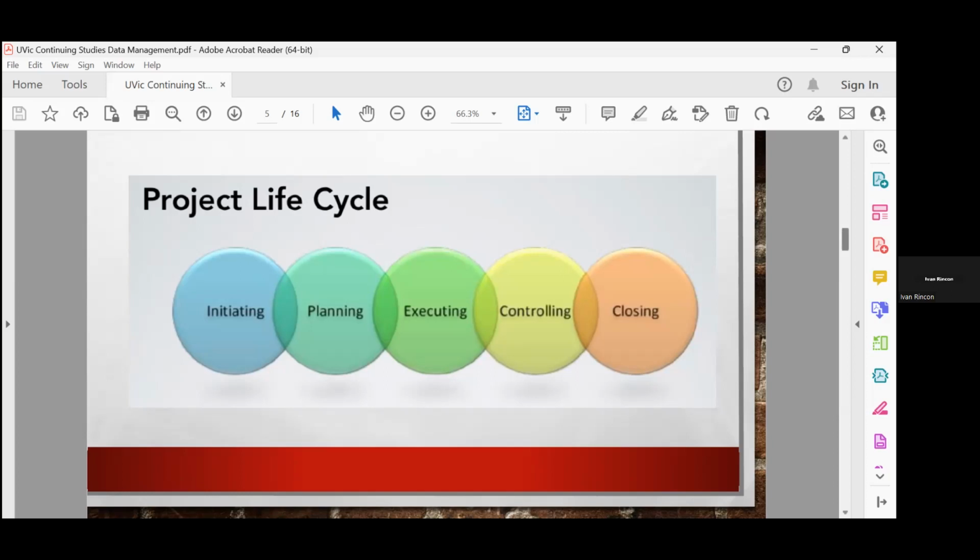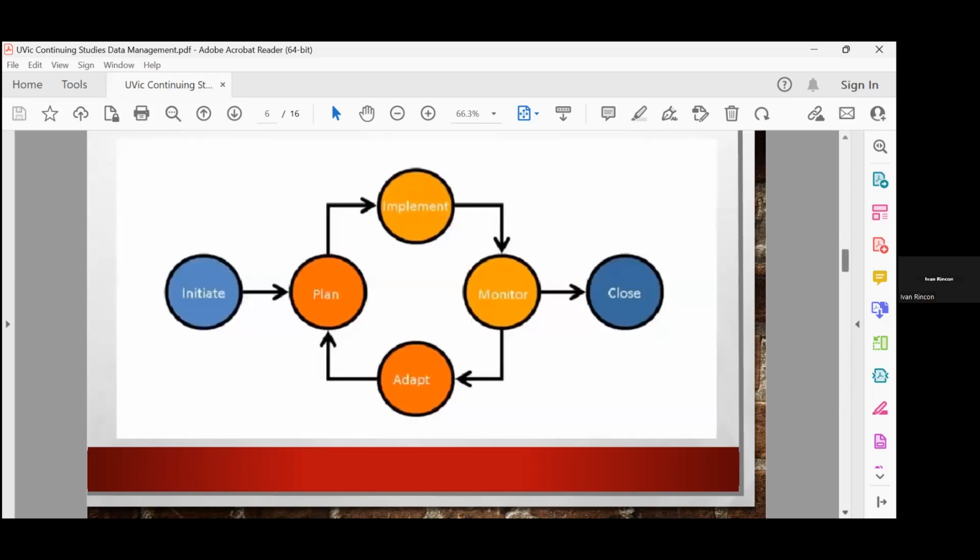So what I was referring to is that this is not actually a linear cycle. It's more like this. So here is your initiation. Then from the initiation, you plan. And then from the planning, you start to execute or to implement. So the controlling piece or the controlling phase that I showed you is actually two things.